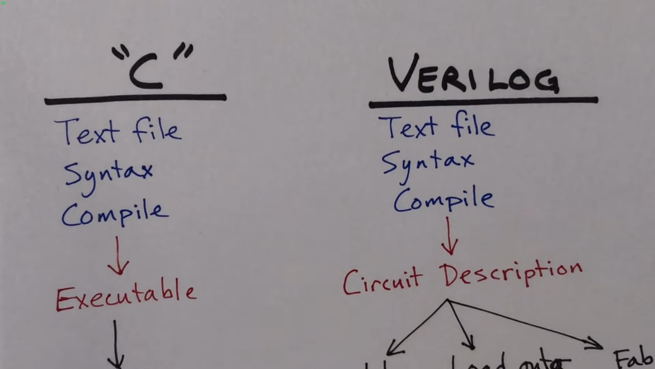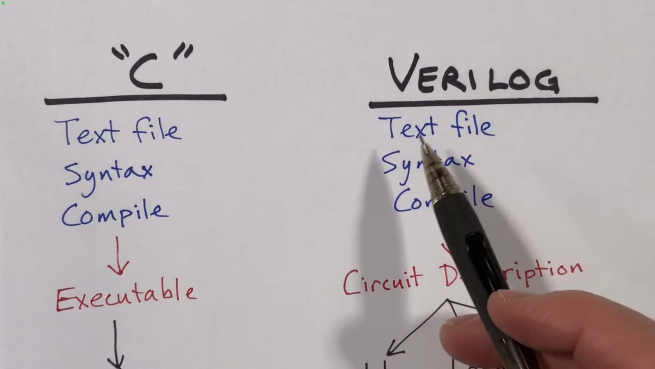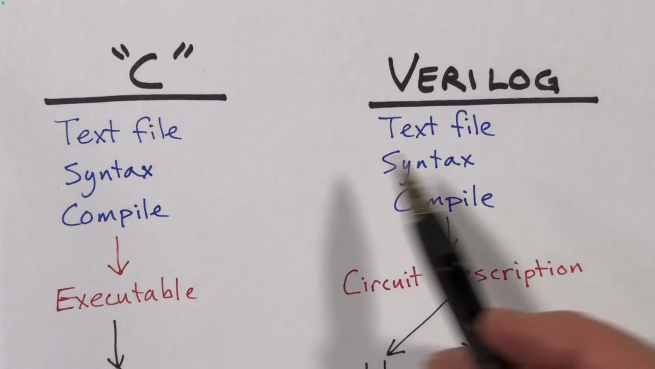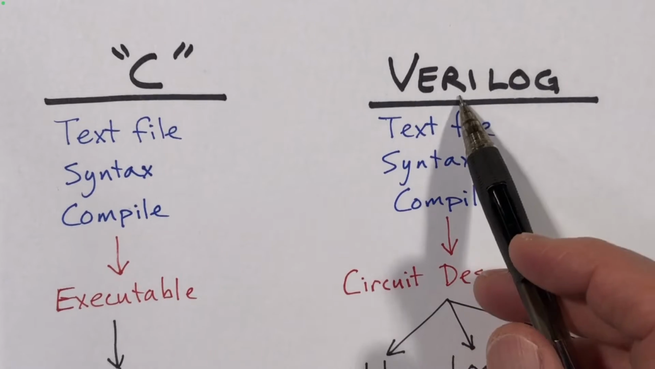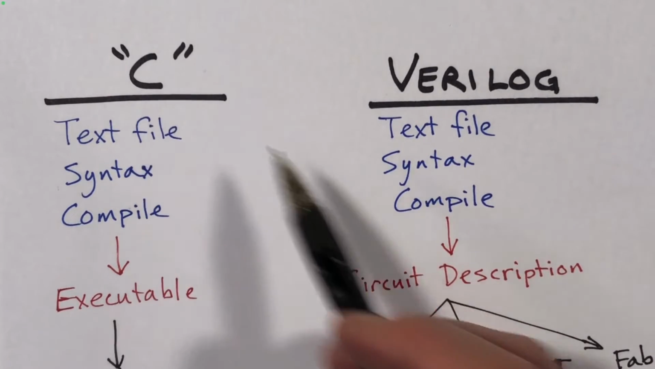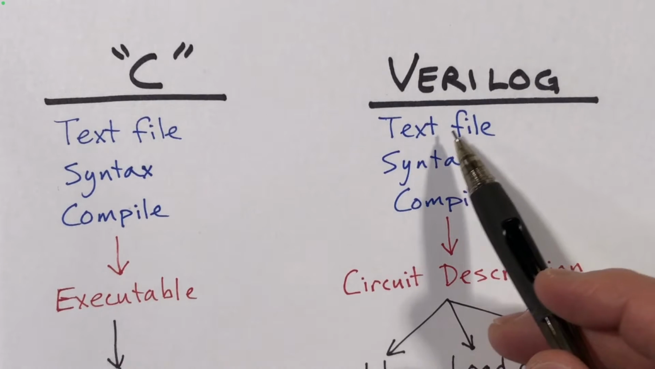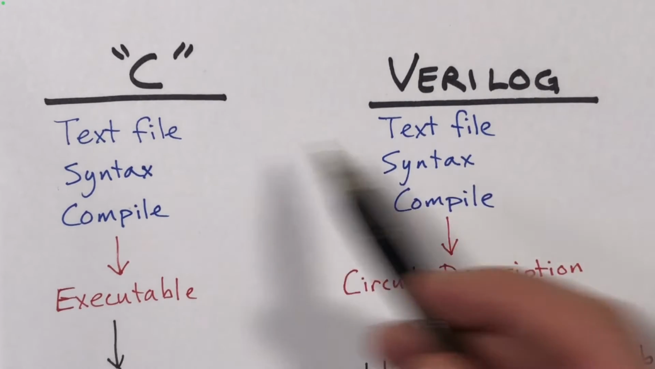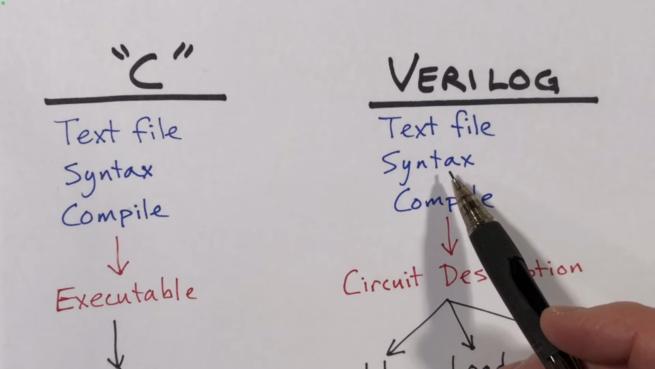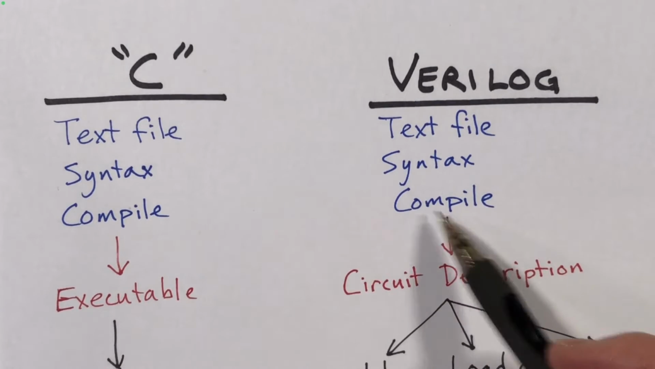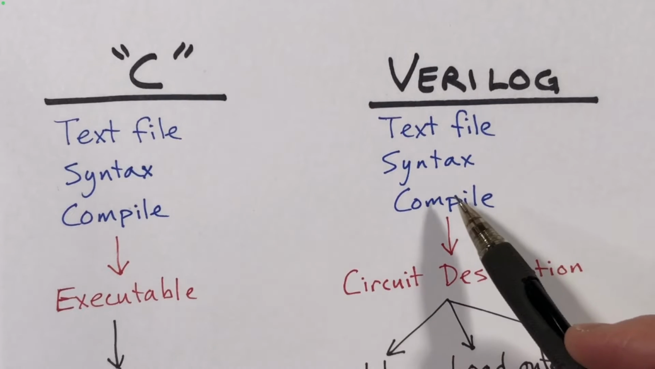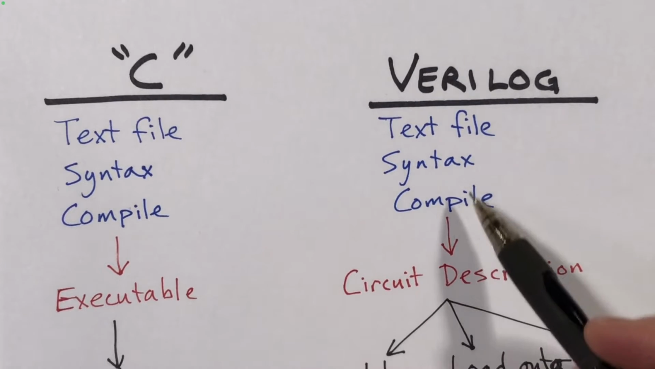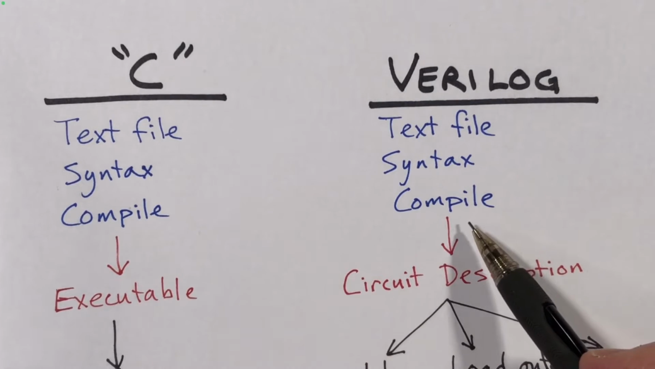Sometimes hardware description languages are referred to as programming languages, but I'm really not comfortable with that. I mean, there are some clear similarities. Comparing Verilog to a language like C, you create a text file with your editor, and both of them have syntax with semicolons after statements and so on. And then you compile both your program and your Verilog design. But that is where the similarities end.